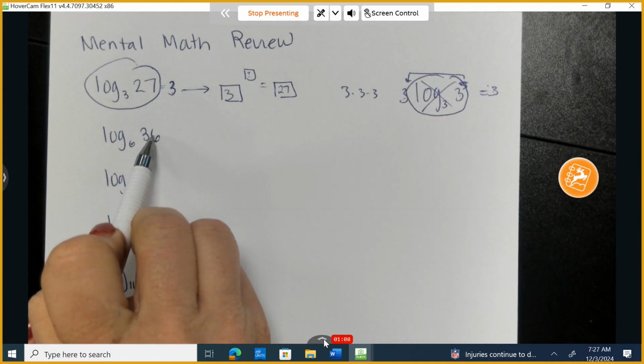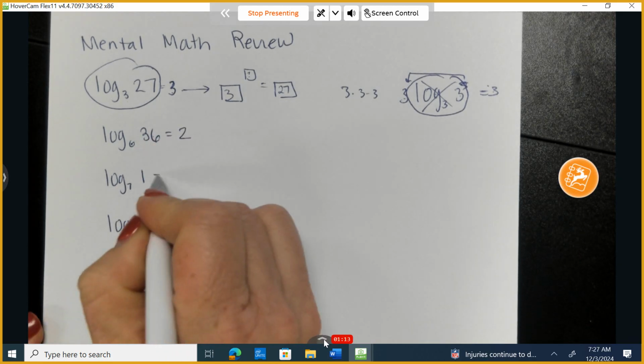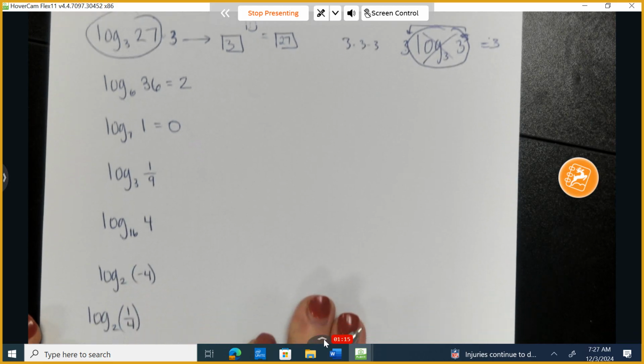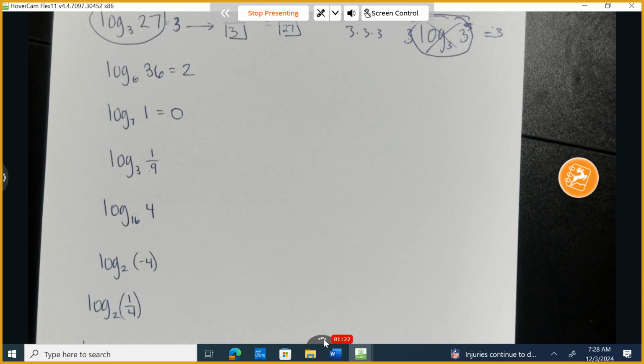6 to what power equals 36? The answer is 2. 7 to what power equals 1? The answer is 0. Now, I'm going to trick you coming up here. I want you to think about this, and I'm not going to ask anybody for an answer. I want you to raise your hand if you know what log base 3 of 1/9 is. Hands up high. Okay, if you don't, that's okay.